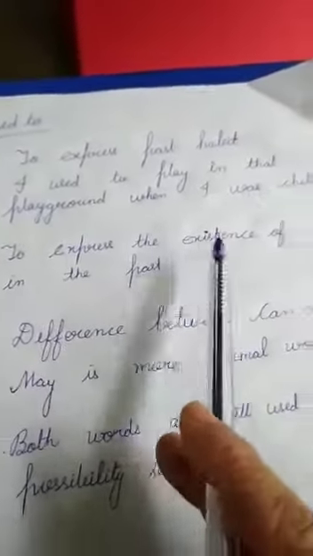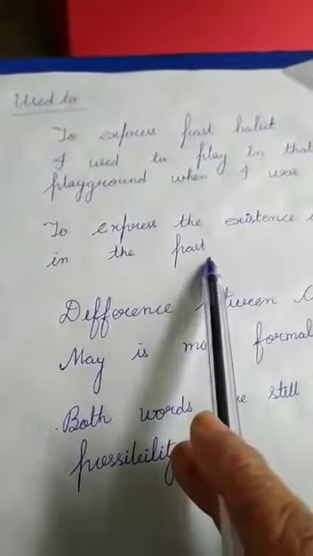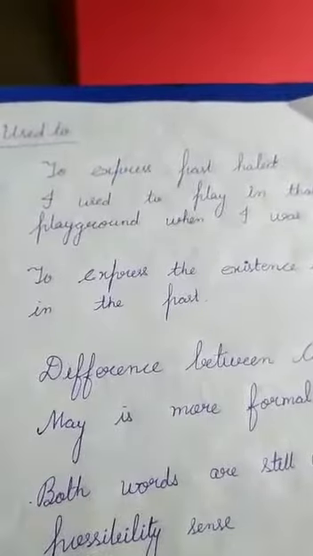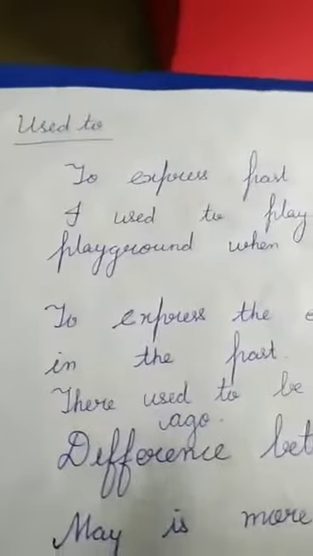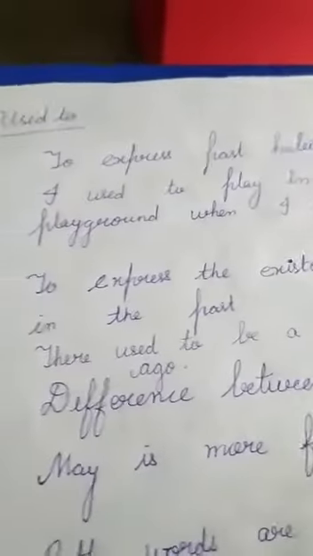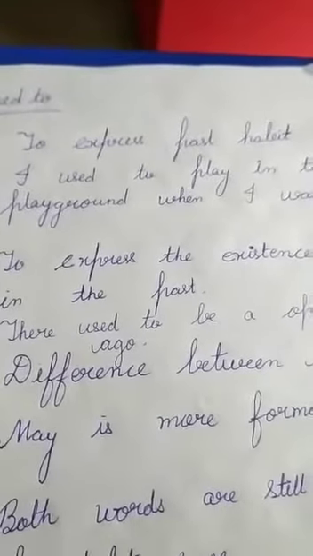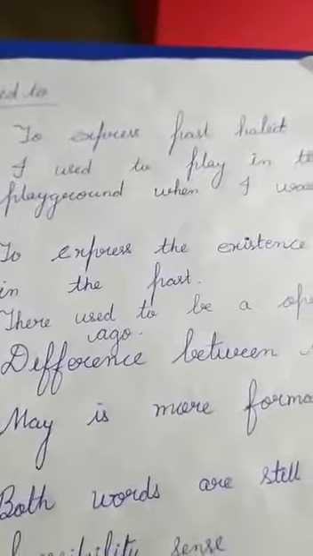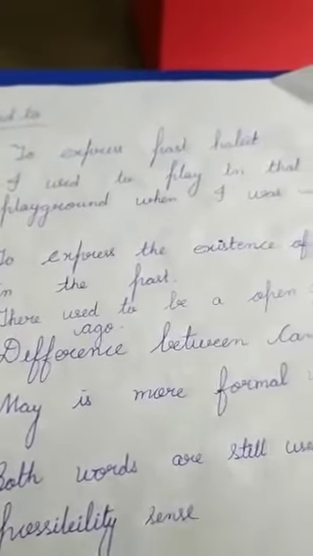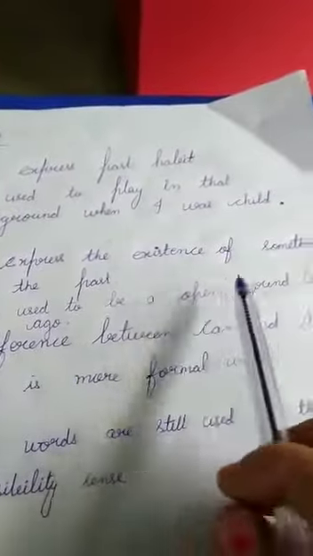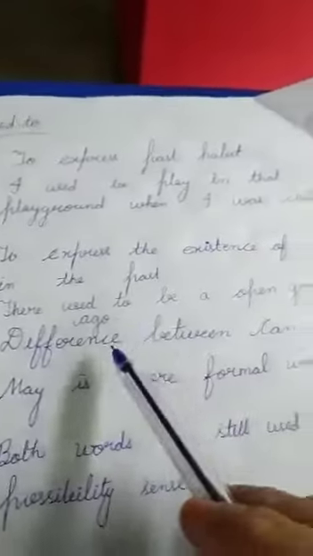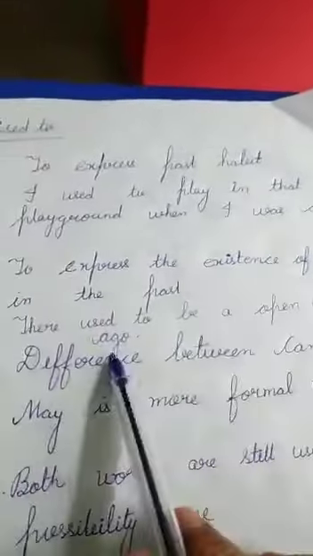Next, to express the existence of something in the past. जब किसी चीज की existence को शो करना हो. बच्चे, when we express the existence of something in the past, इसमें कि जब हम गेस करते हैं यहाँ पे कुछ होना चाहिए था, पास्ट में होता था. For example, there used to be an open ground long ago.